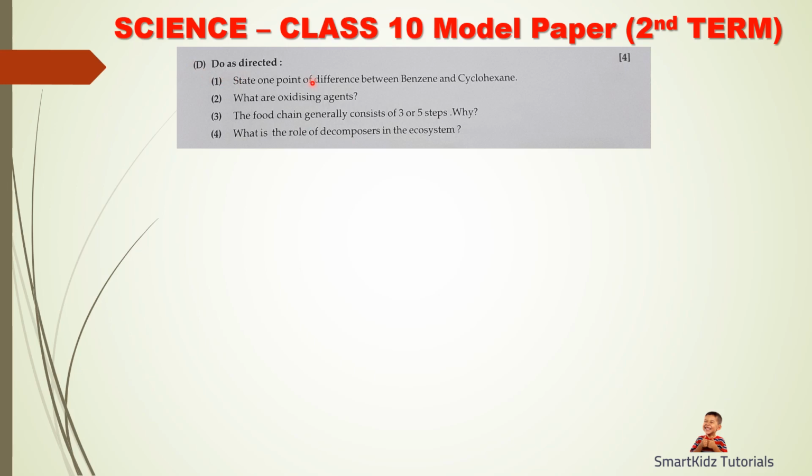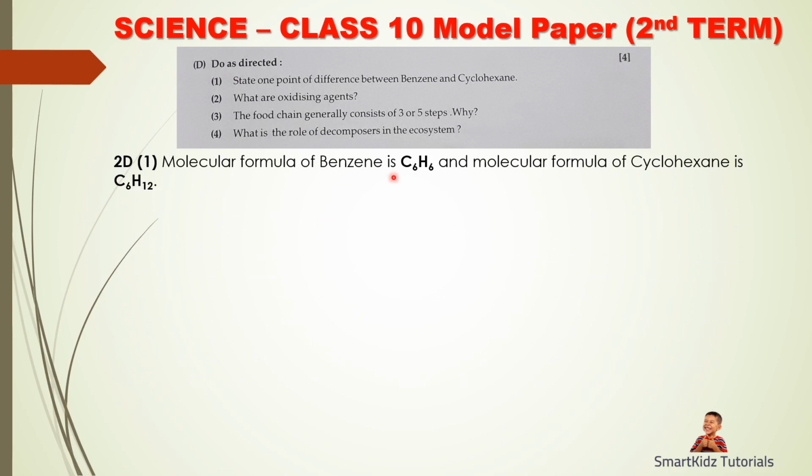Question 2D, do as directed. State one point of difference between benzene and cyclohexane. Now, benzene formula is C6H6 and cyclohexane formula is C6H12. If you go to draw the structural formula of benzene, then benzene will be like a ring-like structure having three double bonds alternating with each other. So there will be a single bond between two double bonds. That is what is benzene, and that's why there are only 6 hydrogen atoms.